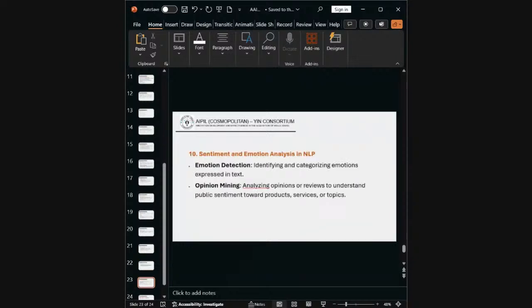Okay. And then finally, some of you will say, this natural language processing is sharp. Number 10, technique. Sentiment and emotion analysis. Just like one of us wondered recently, emotion detection, identifying and categorizing emotions that are expressed in text and speech, and opinion mining. Just imagine this, analyzing opinions or reviews to understand public sentiment towards products, services, and topics.